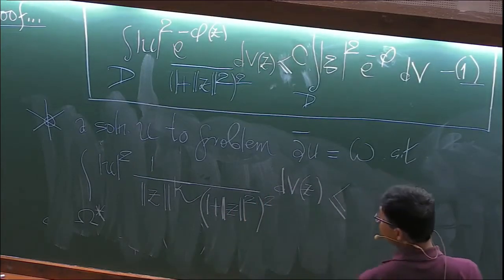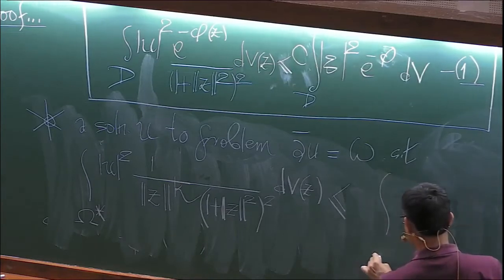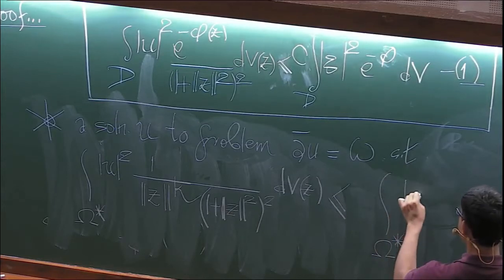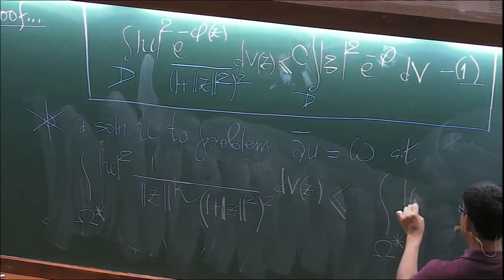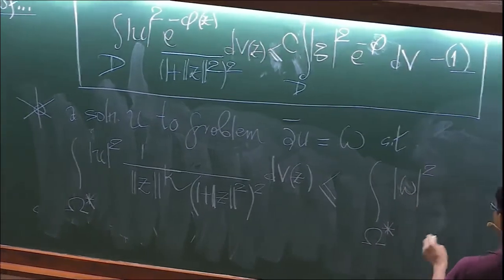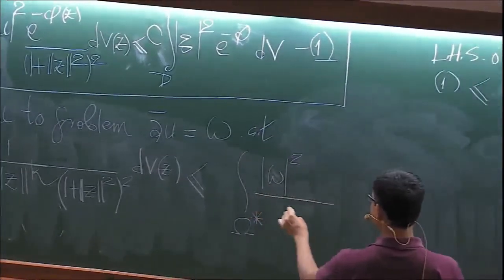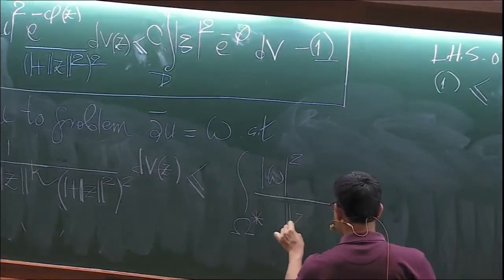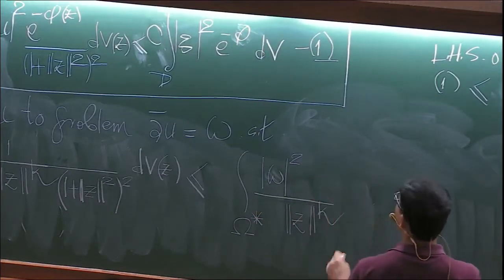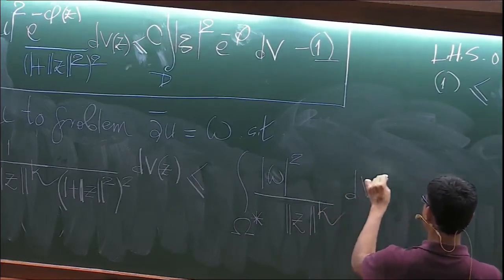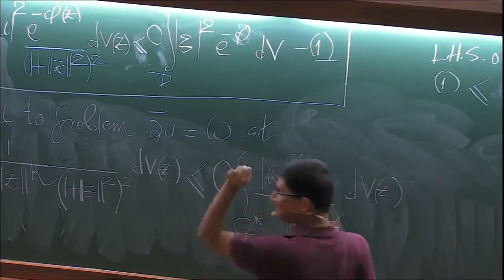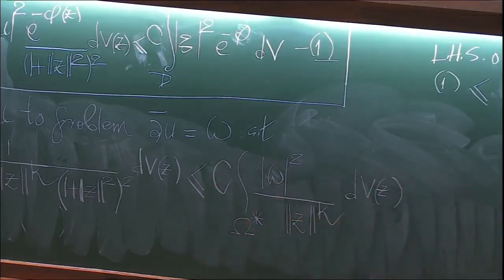is less than or equal to the integral over omega star of my form. This is omega squared, and then I simply have downstairs here norm z to the kappa dv z, right? And I keep forgetting the constant, so let me put that in. So this is all very faithful, right?